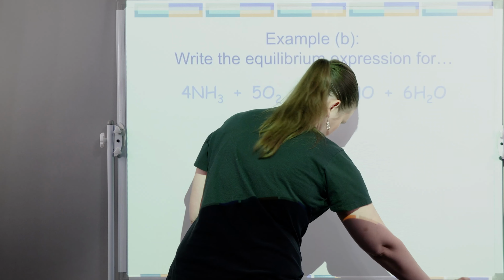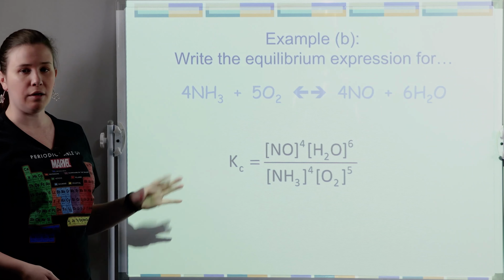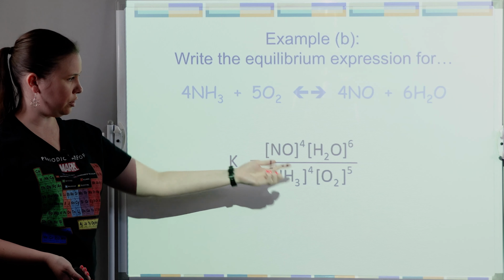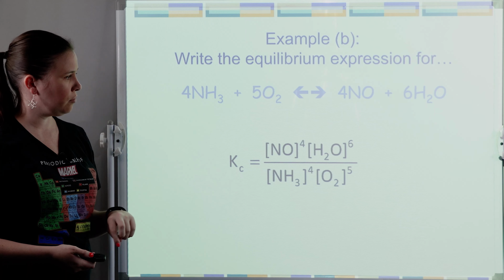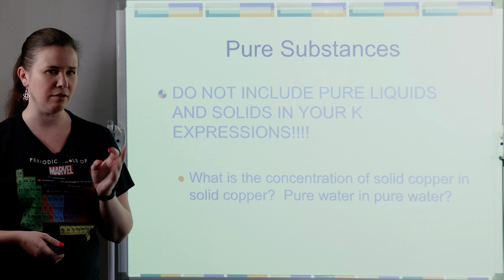Product on top, reactant on bottom. Always kind of backwards in chemistry. So this would be our equilibrium expression for the concentrations of this reaction. There is one small catch. Seems too easy, right? There's got to be something iffy about it.